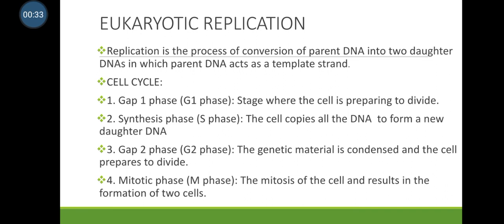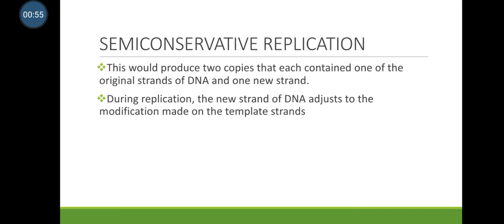The cell cycle consists of 4 phases: G1, G2, S phase, M phase. G1 phase prepares the cell to divide. S phase copies all the DNA to form a new daughter DNA, that is replication. In G2 phase, the genetic material is condensed and the cell prepares to divide. M phase results in the formation of 2 cells.